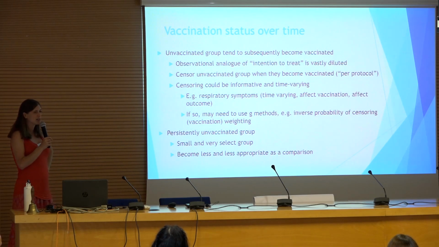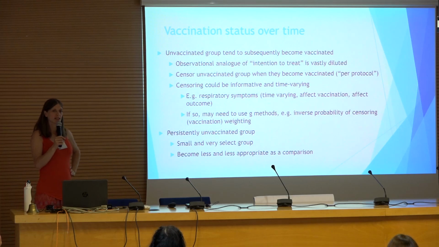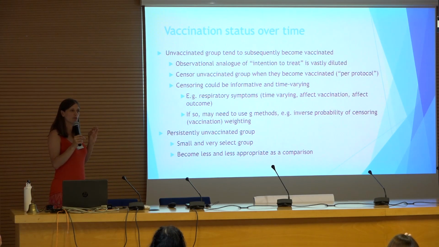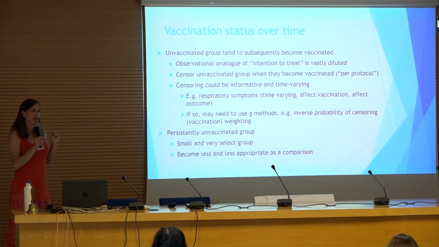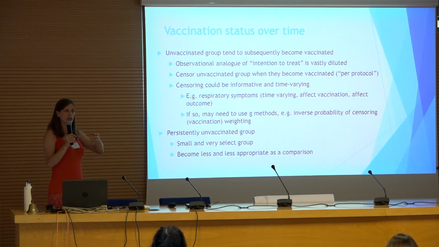The other issue is those who are persistently unvaccinated. There still remains a very small proportion of people who have never got vaccinated, and they're a small and very select group. There are concerns about them being very non-comparable to other people in terms of things that we don't have measured. So again, we've got concerns around unmeasured confounding here. There are certain people who we believe are different for reasons that we simply haven't captured within these data.